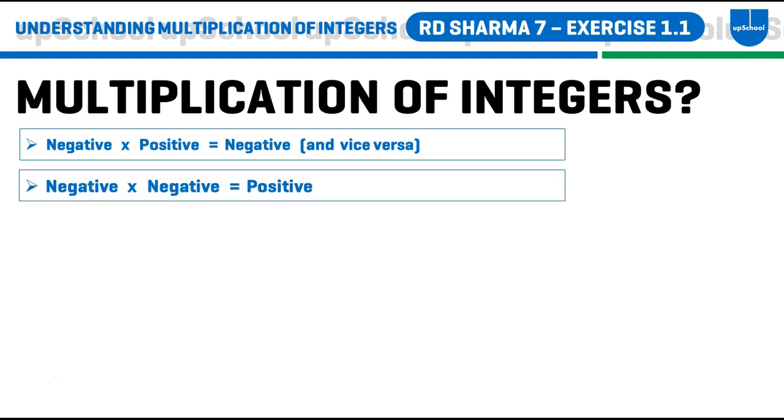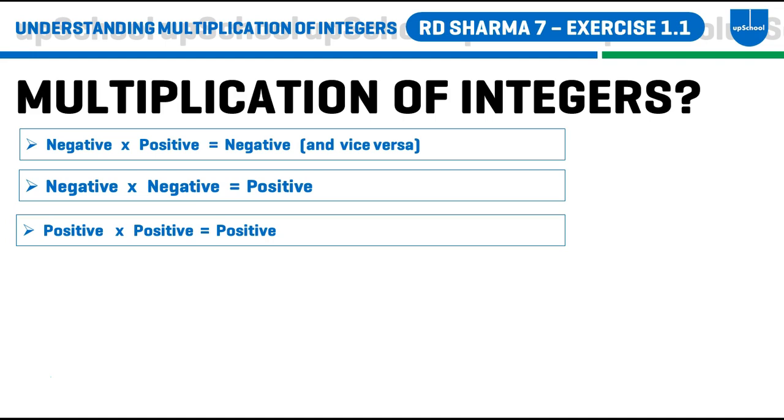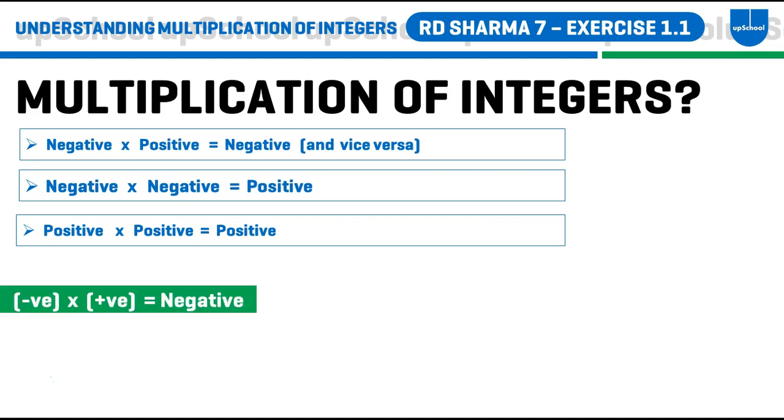Another rule is that a negative number times a negative number always equals positive, okay? So let's say we're multiplying two negative integers. The answer is going to be a positive integer. So positive integer times positive integer is going to be a positive integer as the product. So now let's look into them.